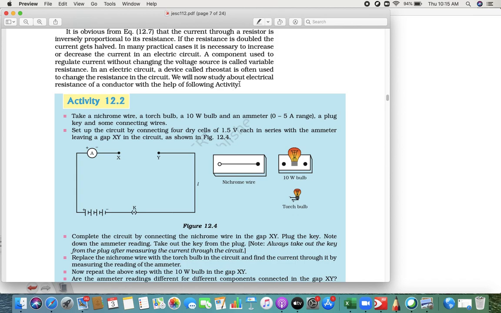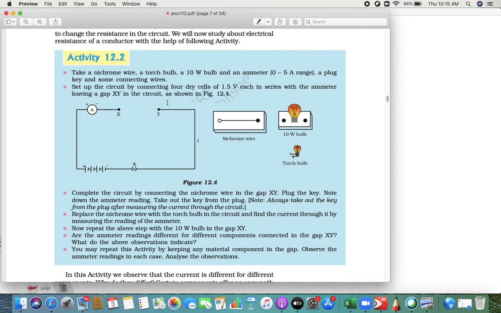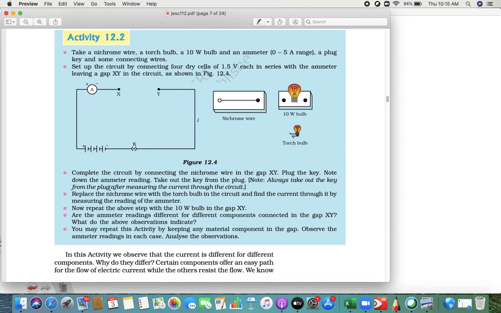What they first did is they put a nichrome wire, a torch bulb, a plug, a key and connecting wires, and they complete the circuit. Then they note down the ammeter reading. Then they remove the nichrome wire, and instead of the nichrome wire, they put a torch bulb of 10 watt. Then they took a reading in the ammeter.